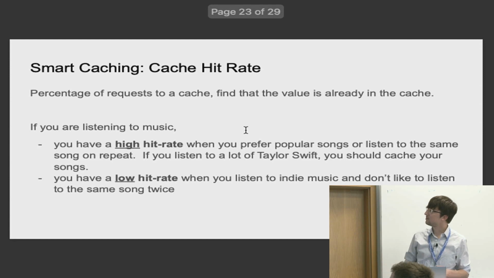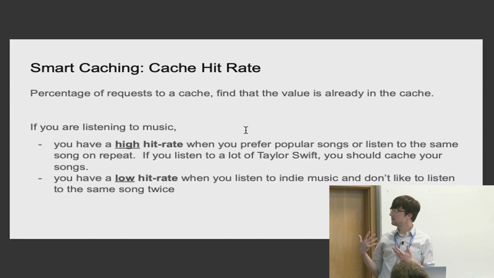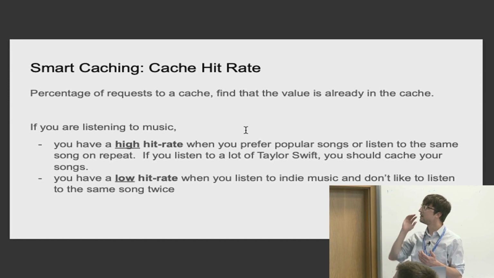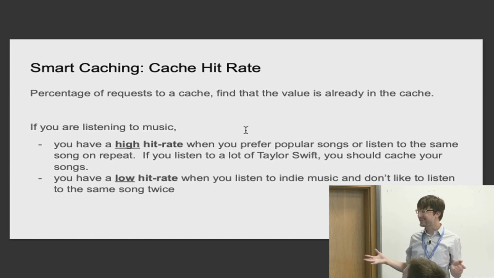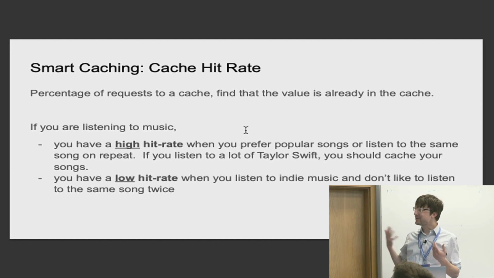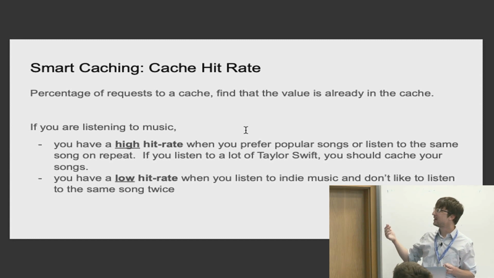So smart caching. Smart caching is built on top of the idea of a cache hit rate. For example, you have a high hit rate when you prefer popular songs or listen to the same song on repeat. I have a friend, I'm going to say his name, he's not here actually, but he likes Taylor Swift. So he should just download the Taylor Swift songs so he doesn't have to keep hitting his Spotify service every single time he plays them. But I don't like Taylor Swift, and I generally don't listen to the same sort of popular music that the rest of the world listens to. So my cache hit rate is going pretty low.